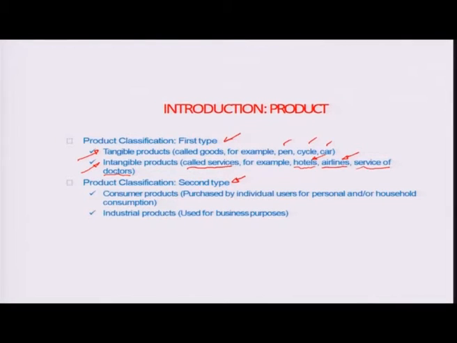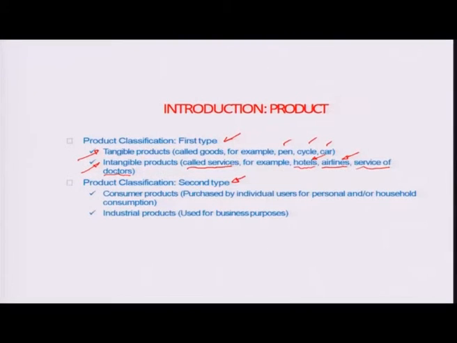So, this is the basic classification of the first type: something which is more in a goods form, a tangible product which you are able to touch, feel, associate with, perform, and then have a sense of satisfaction out of it. The other one is where you use a service provided by a system which is already in place, and through that you derive mental pleasure or satisfaction. So, this is the first type of product classification.